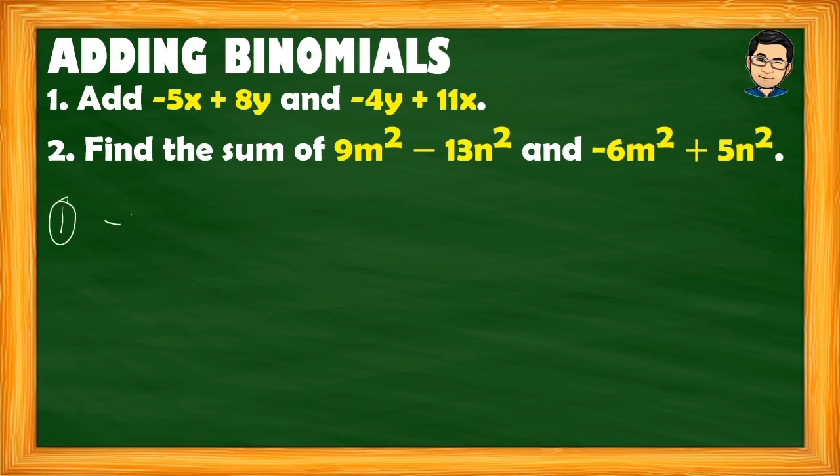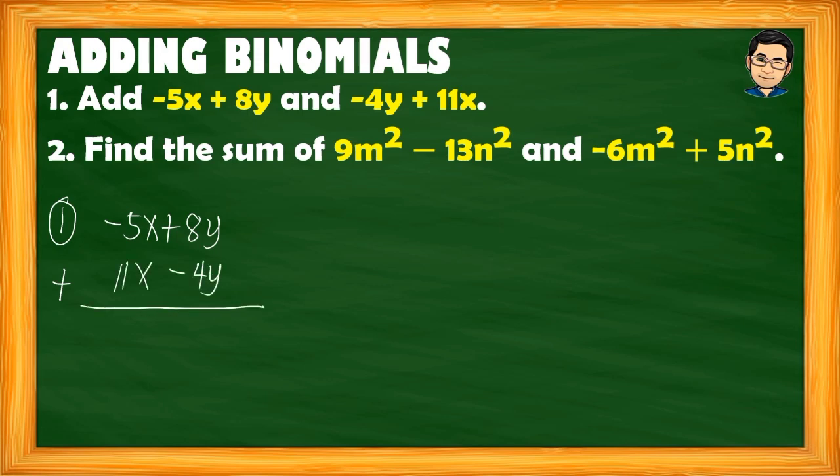So, yung una, negative 5x plus 8y. And then, plus. So, yung next given binomial natin is negative 4y plus 11x, hindi po naka-arrange. Okay. So, paano natin malalaman kung hindi siya naka-arrange? So, sinusundan pa rin po natin dito yung arrangement nila sa English alphabet. So, basically, nauna po yung x tapos y. So, negative 4y plus 11x must be written as 11x minus 4y.